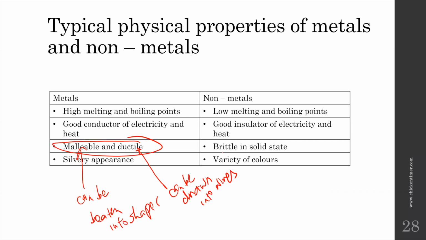That's metals. Then the non-metals, they have low melting and boiling point. They are good insulators of electricity. They are brittle in solid state. What is brittle? Means fragile, means can break easily. Like if you throw glass on the floor, it will just smash. Glass is a non-metal. Then they have a variety of colors, that one you also know, right?